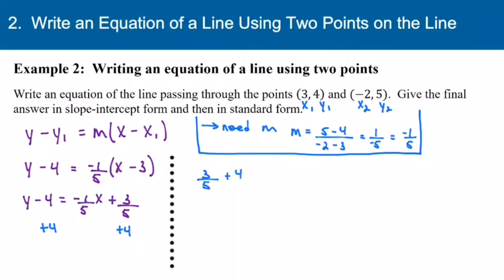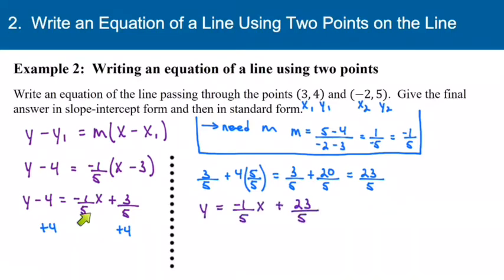So I'm going to do that in blue because it's scratch work. So 3/5 plus 4, we need a common denominator, so I'll multiply this 4 by 5/5, and that's going to become 3/5 plus 20/5, so we get a total of 23/5. So that means that after adding 4 to both sides here, we have y equals negative 1/5 x plus 23/5, and that is our slope-intercept form.